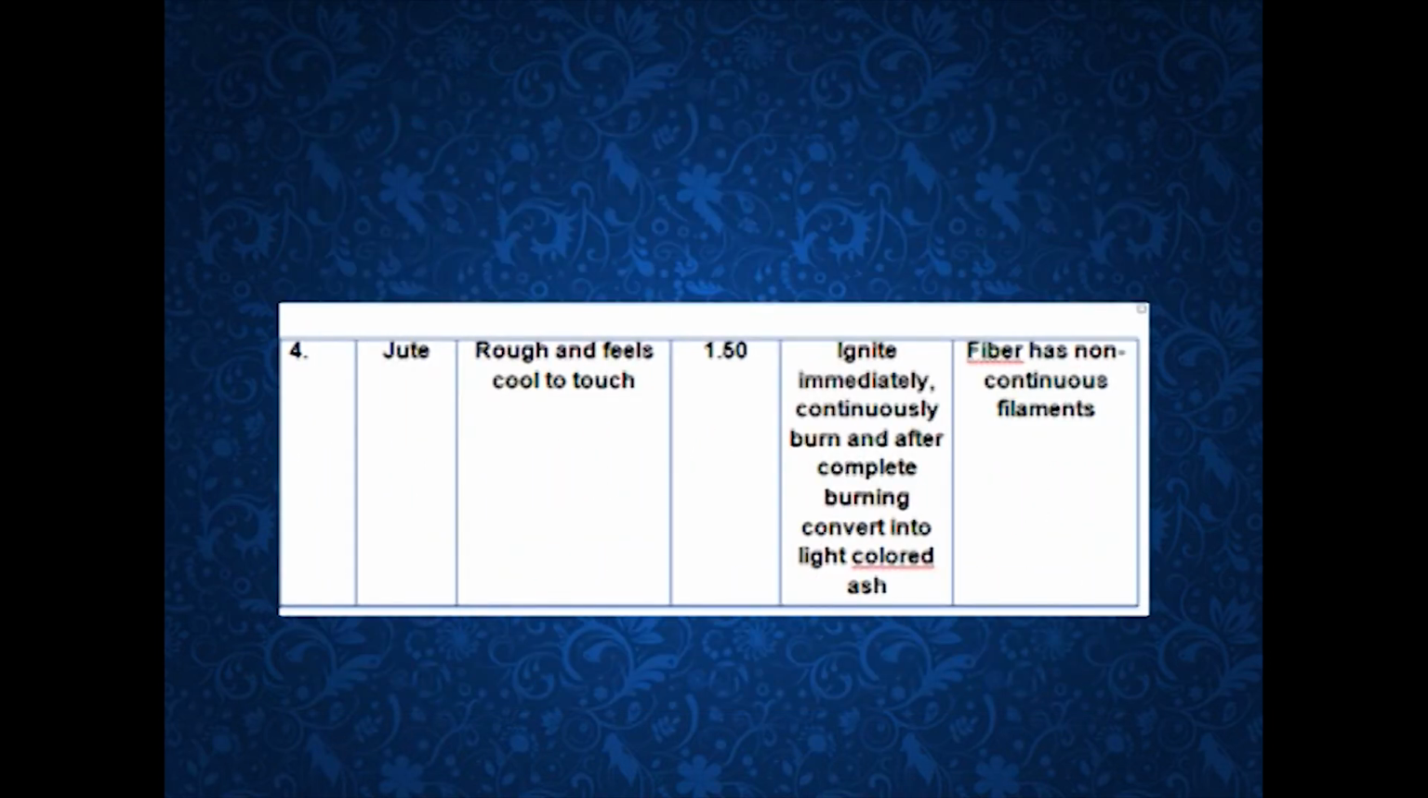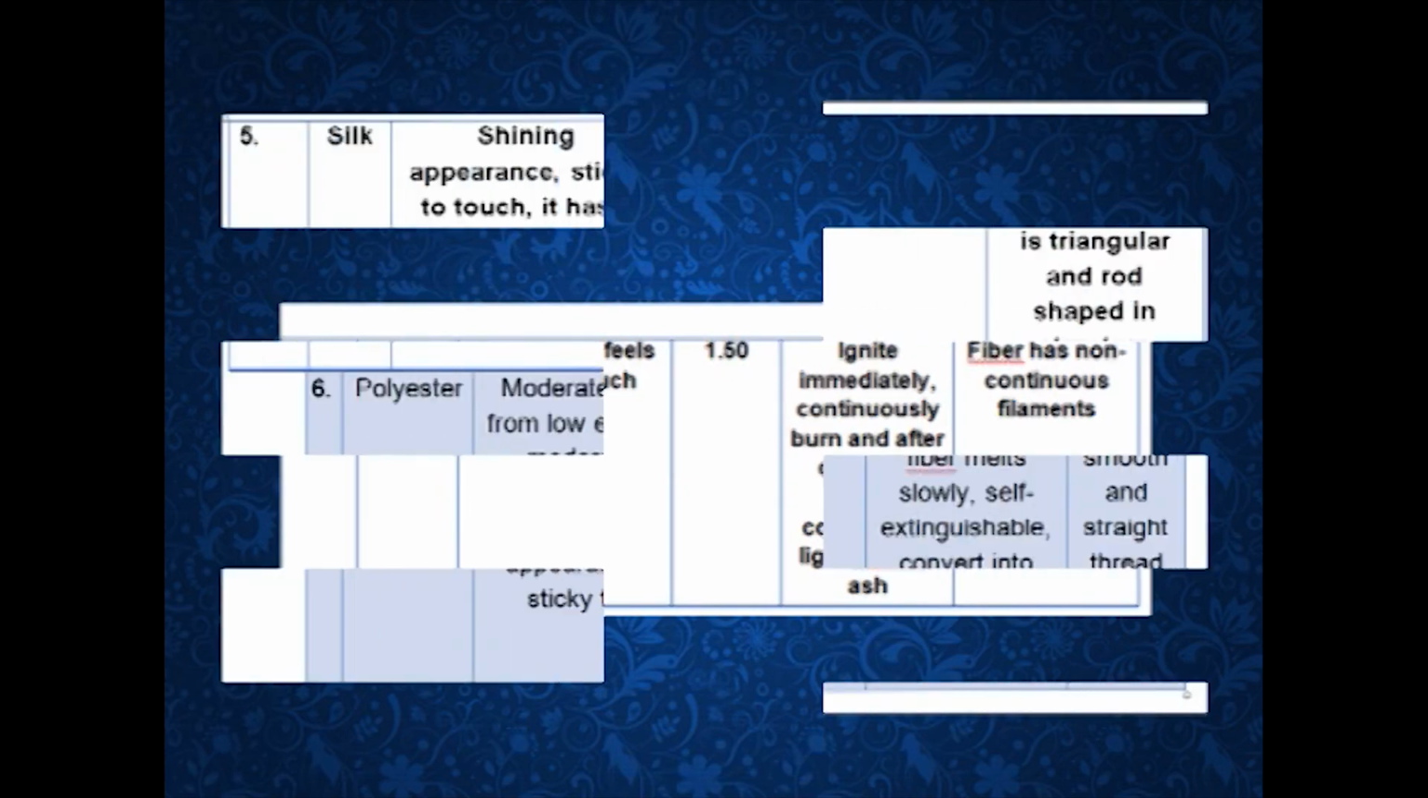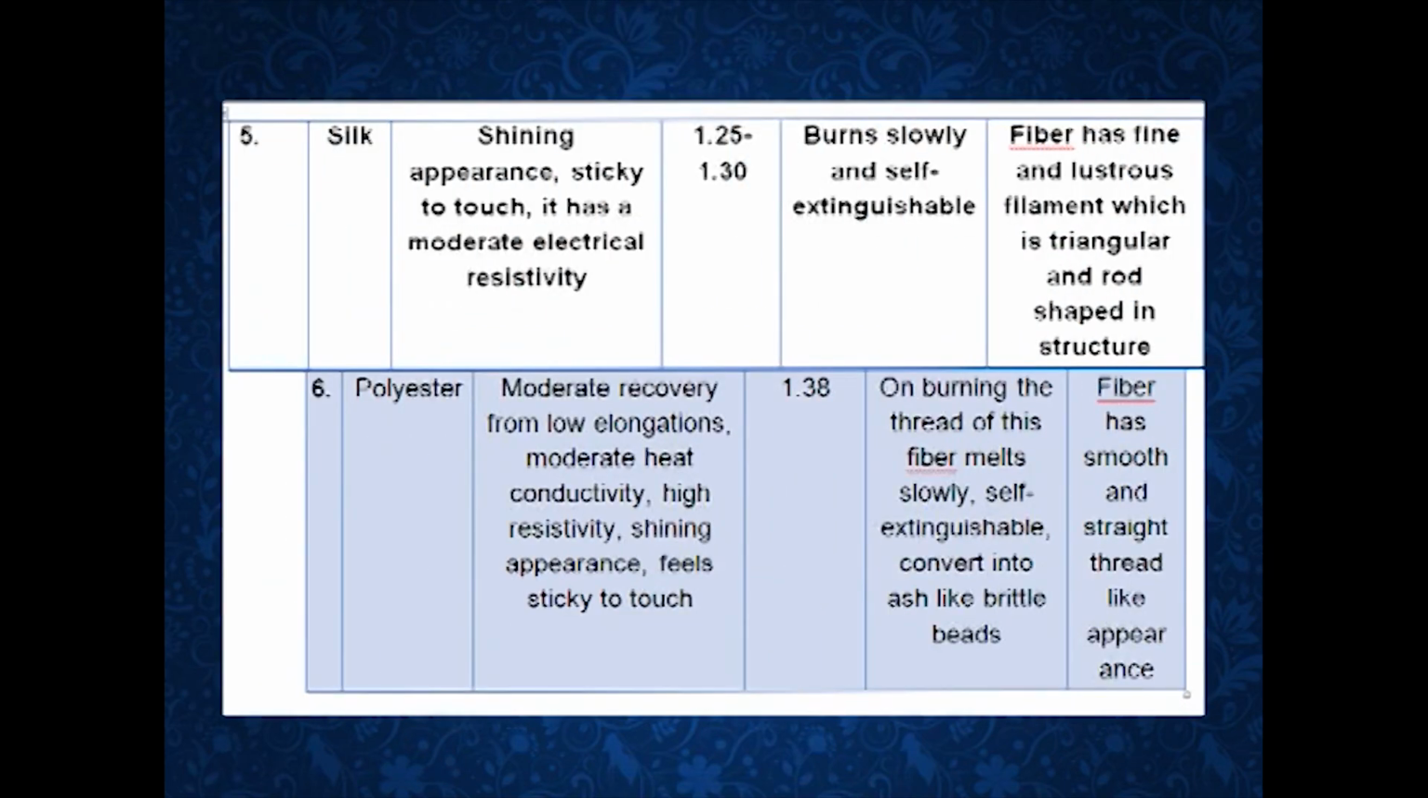Then is the jute. Now jute is rough and feels cool to touch. With a specific gravity 1.50, it ignites immediately, burns continuously, and after complete burning converts into light colored ash. This fiber has non-continuous filaments. Then comes the silk fiber. It has a shining appearance, is sticky to touch, and has moderate electrical resistivity with specific gravity between 1.25 and 1.30. It burns slowly and is self-extinguishing. This fiber has fine and lustrous filaments which are triangular and rod shaped in structure.